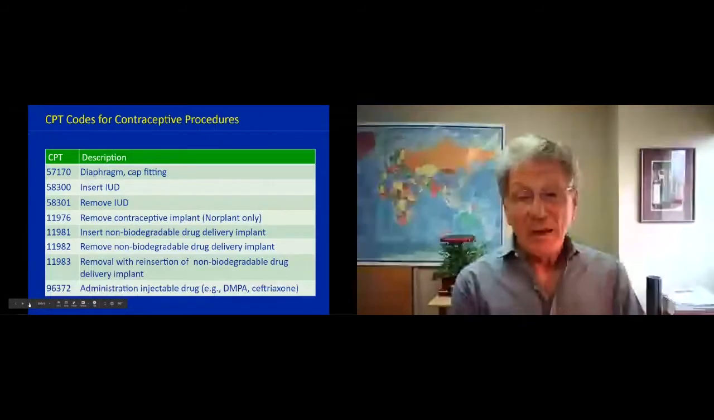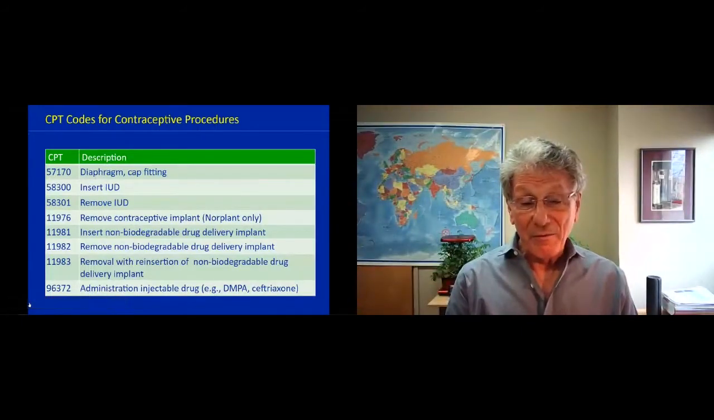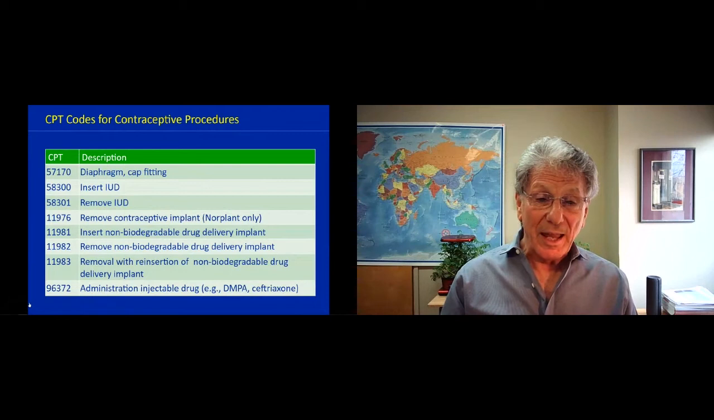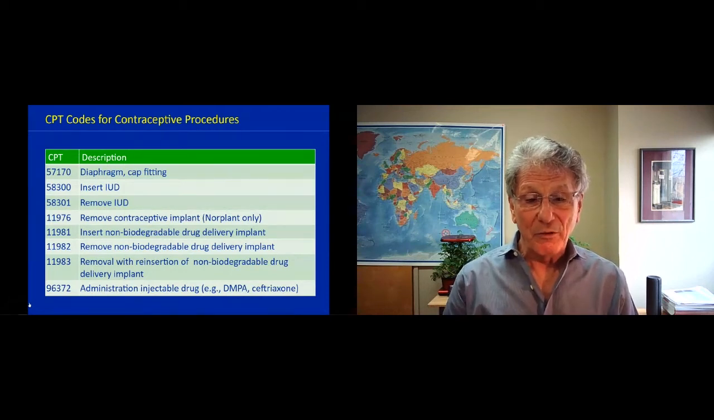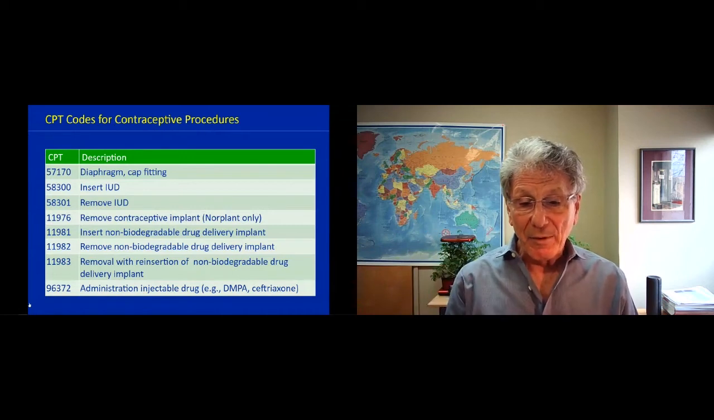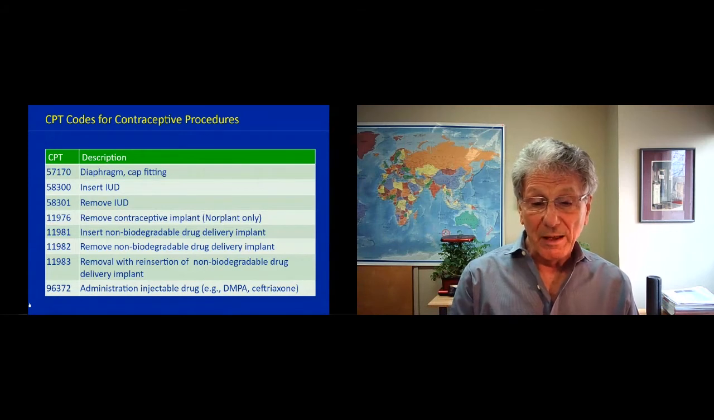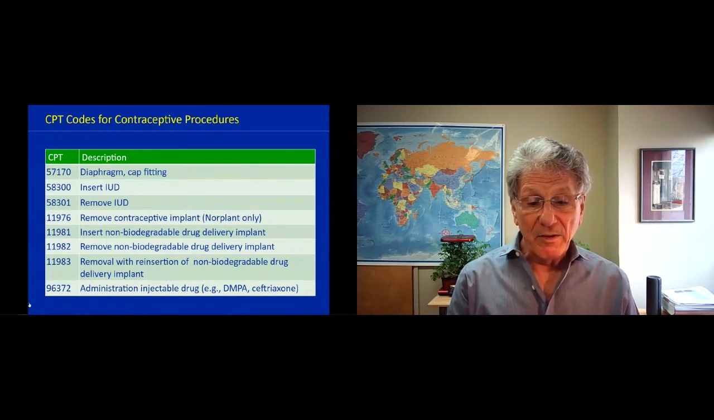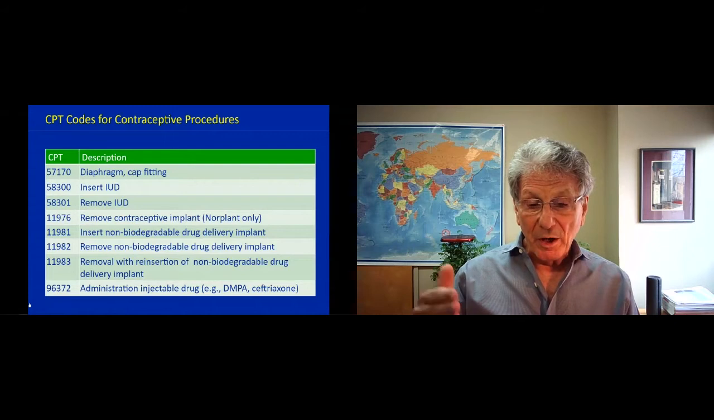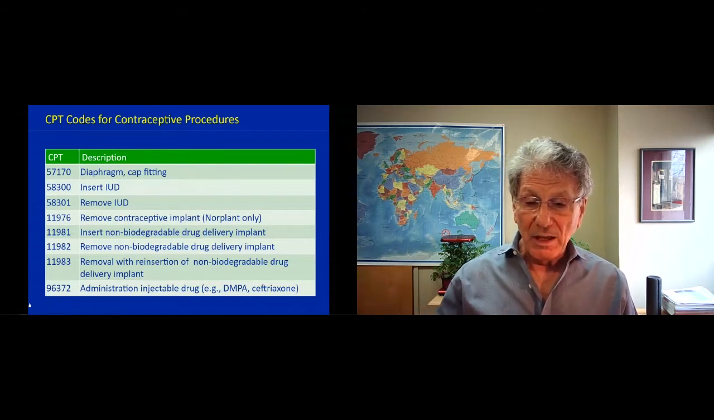All right, so here's actually a fairly comprehensive list of the CPT codes for contraceptive procedures. We don't do diaphragms or caps very much anymore, but the next two are about inserting an IUD and removing an IUD. The next 4 or 5 after that are related to either inserting or removing or both in regard to implants. And then 96372 is about doing an office injection, which in our case would be Depo-Provera DMPA, or maybe a ceftriaxone injection for gonorrhea.